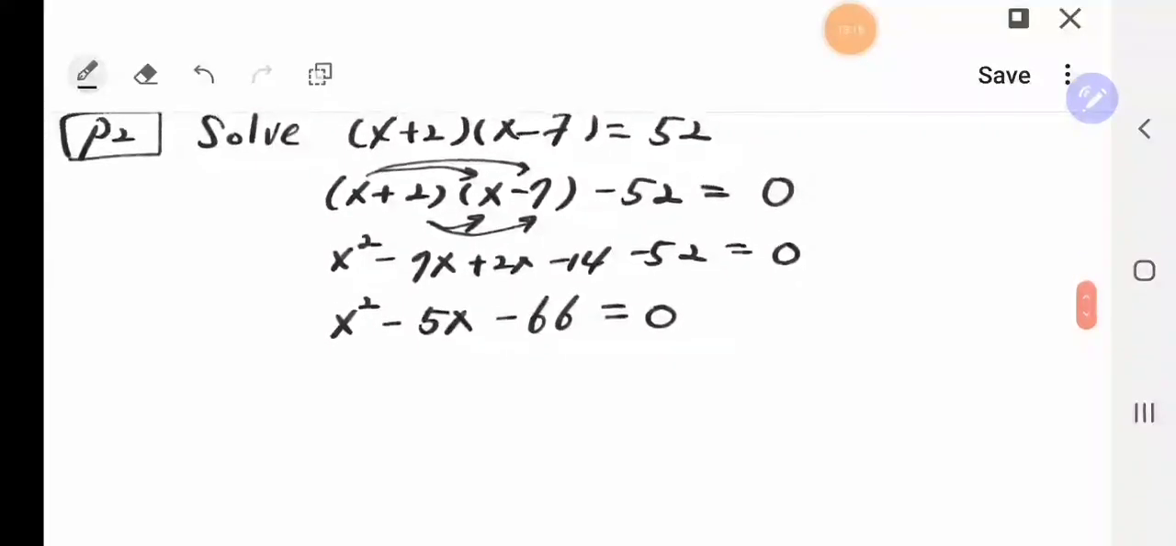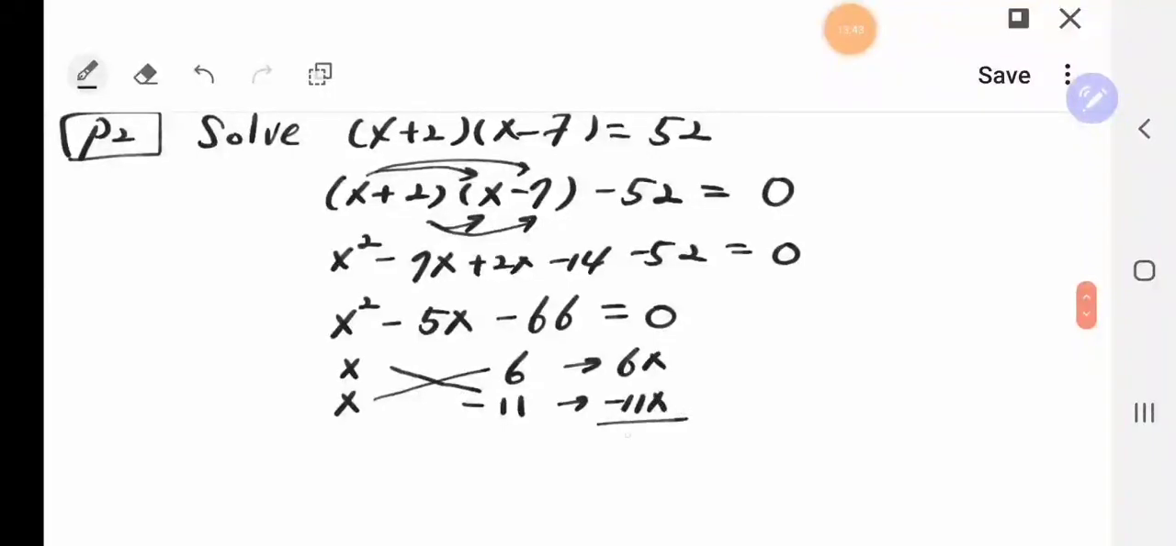Okay, so the equation now contains a trinomial, and let's factor this trinomial. X times x is x squared. Negative 66 is 6 times 11, and then we can put the negative sign on 11, so the sum will be negative. This is 6x, and this is negative 11x. So the sum of this product is negative 5x, which is the same as the second term.